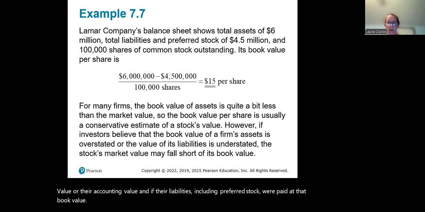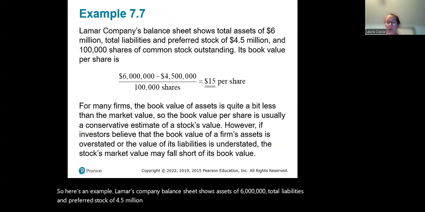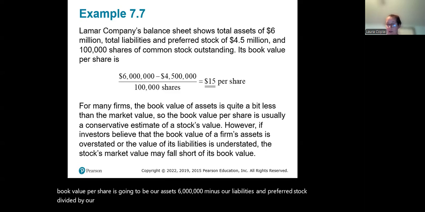So here's an example. Lamar's company balance sheet shows assets of 6 million, total liabilities and preferred stock of 4.5 million, and 100,000 shares of common stock outstanding. So our book value per share is going to be our assets, 6 million, minus our liabilities and preferred stock, divided by our outstanding stock of 100,000. So we get $15 per share.